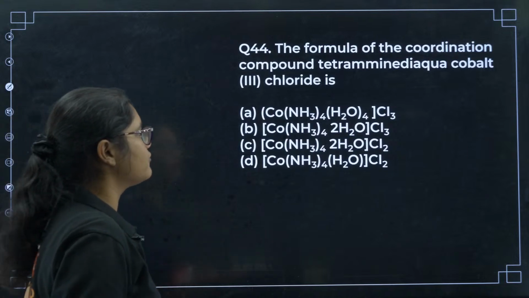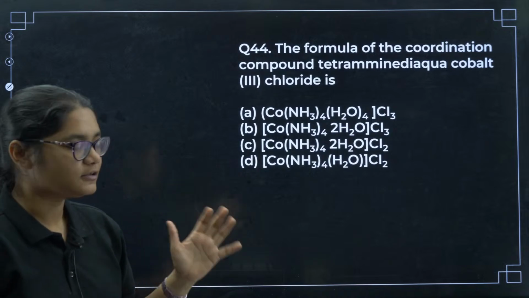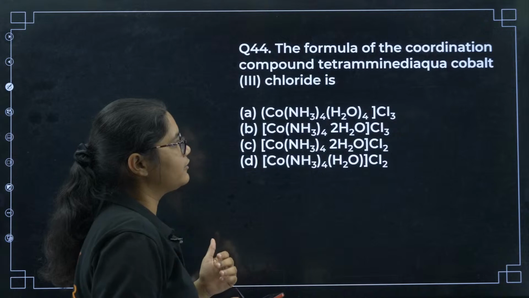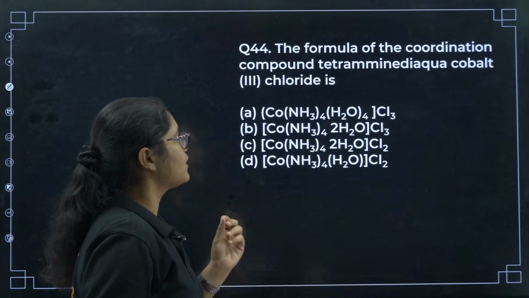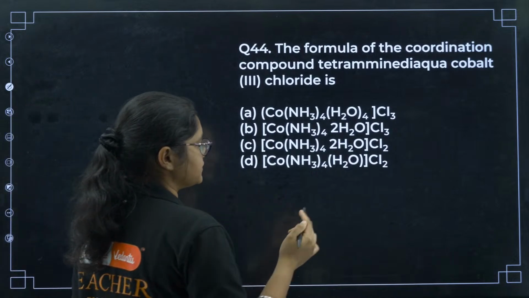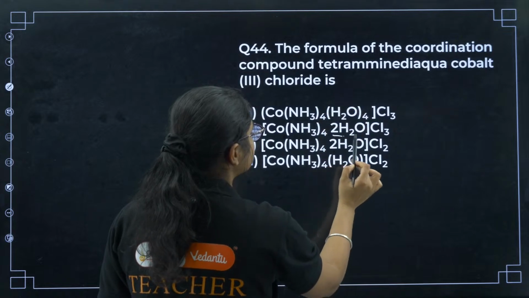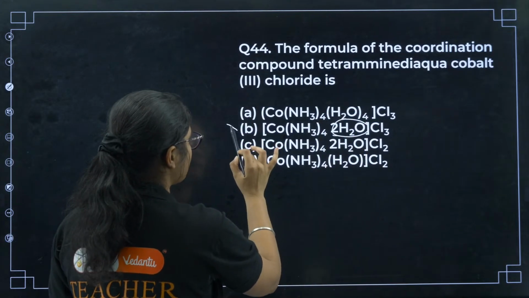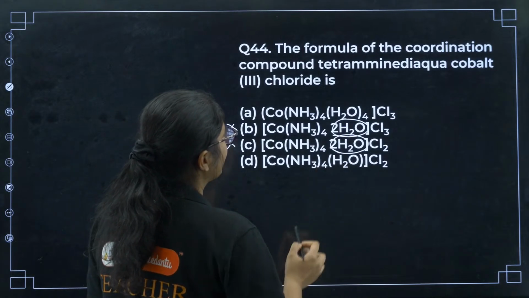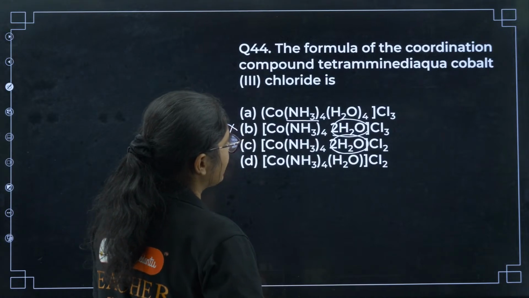The formula of the coordination compound. So now the formula is given and you have to find the structure of the compound. The formula of the coordination compound tetraamine diaqua cobalt chloride. Yes, so first of all eliminate the options. Here you can see we have 2H2O, like this it is not mentioned inside the compound, so eliminate these two. Okay, next you have tetraamine. Okay, tetraamine is there and diaqua is there.